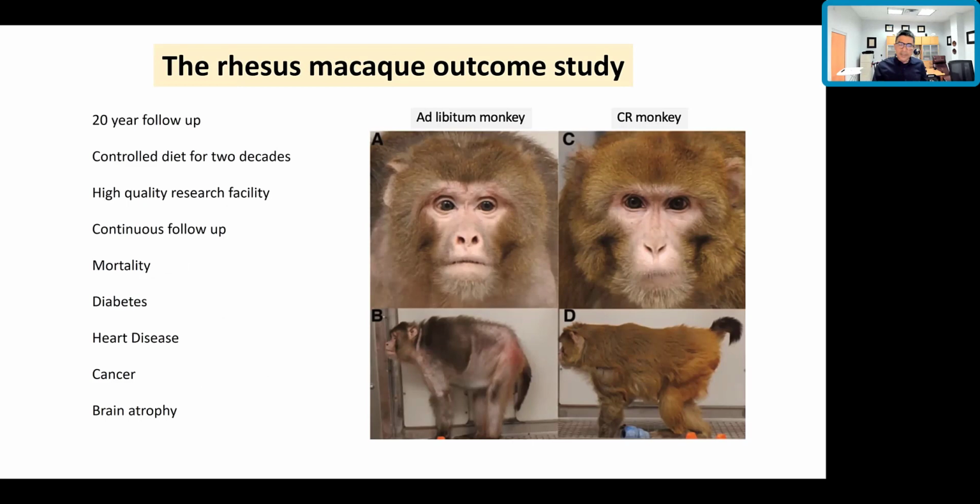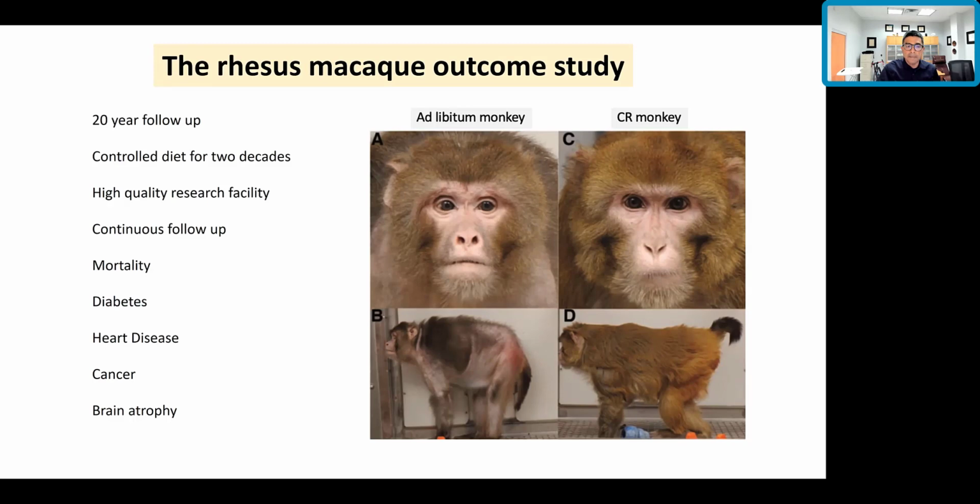Now, as I mentioned at the outset, in this rhesus monkey study, there was a 20-year follow-up. Their diet was controlled for 2 decades. So in other words, in this experimental program, they could exactly determine how much food we gave to these monkeys. It's not like a human trial in which we cannot control these factors. The Wisconsin Primate Research Center is a high-quality facility.